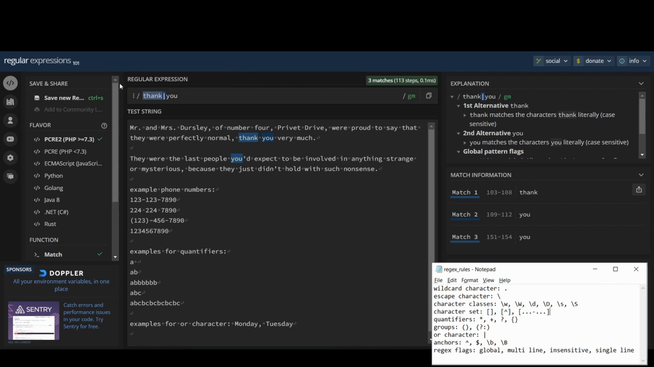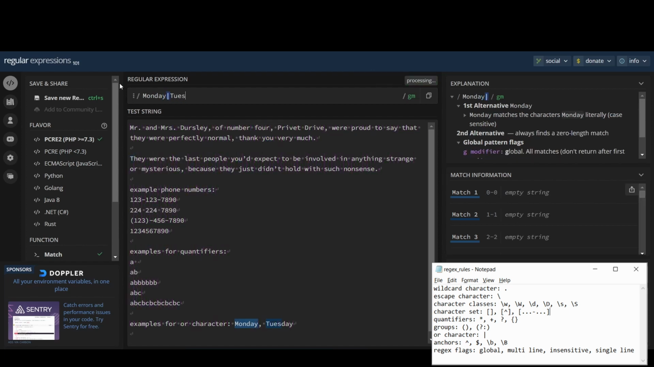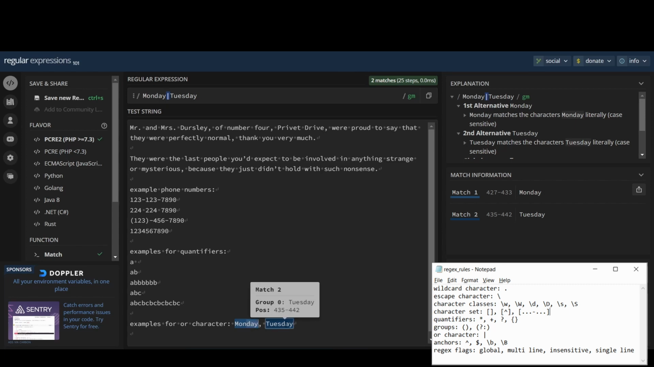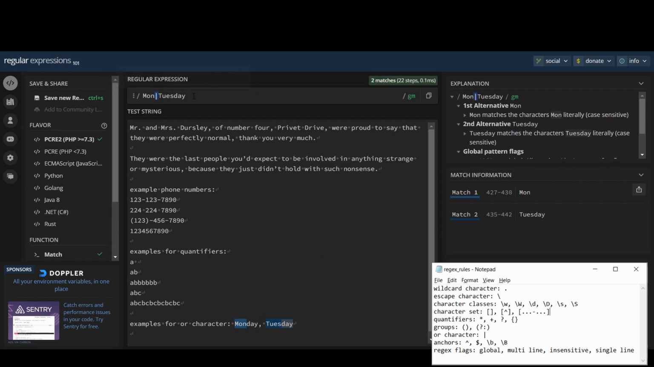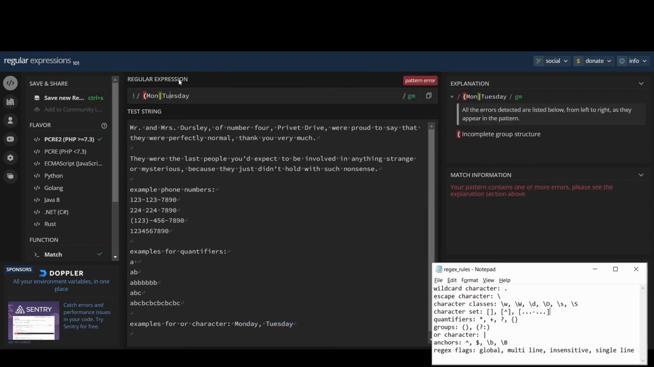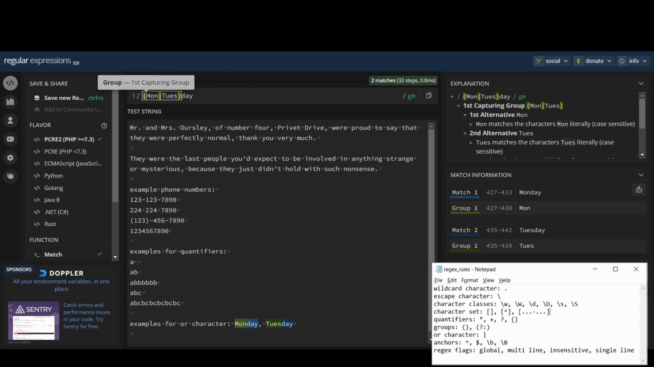We can do Monday or Tuesday. But because the day is repeated, can we extract that out? So just to have Mon and Tues, and then followed by day. If we simply do that, you can see we are not getting the desired result. Instead, we need to put Mon and Tues inside a group. That way, this group will match either Mon or Tues, and then after the group, we are going to match day. In that case, we will match both Monday and Tuesday, and the group for the first match is Mon. The group for the second match is Tues.